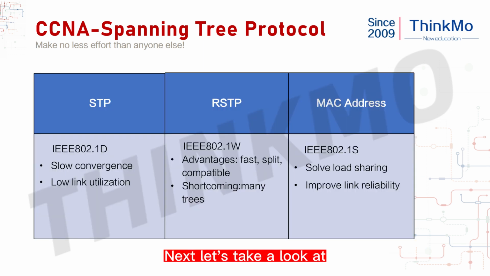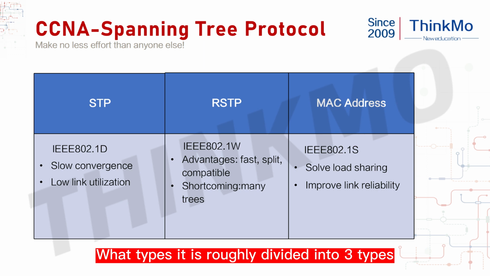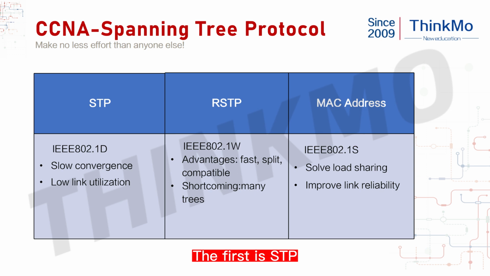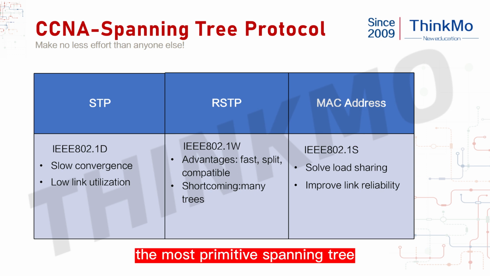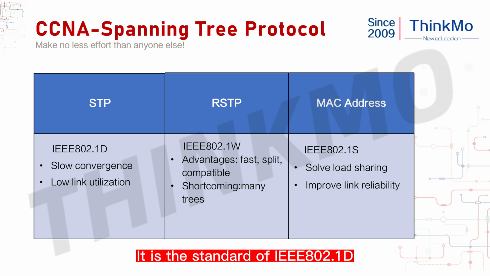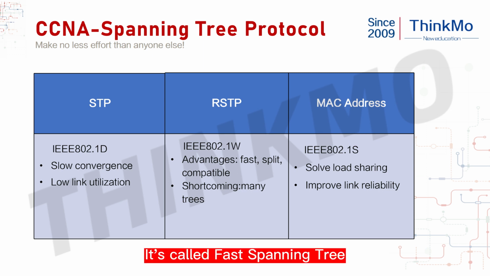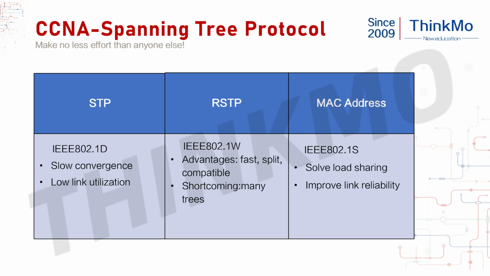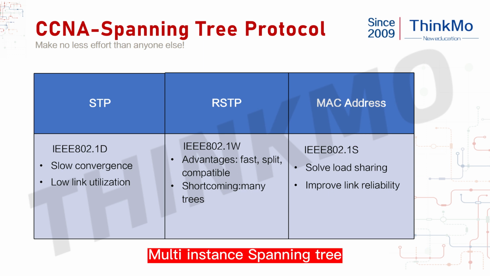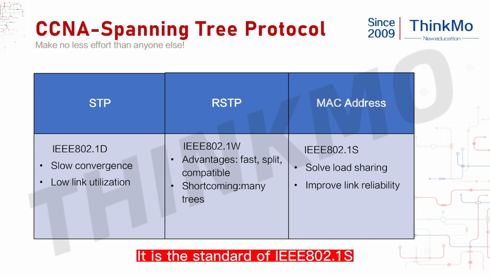Next, let's take a look at the Spanning Tree Protocol. What types are there? It is roughly divided into three types. The first is STP, the most primitive spanning tree. It is the IEEE 802.1d standard. And RSTP, called Rapid Spanning Tree, is the IEEE 802.1w standard. The third is MSTP, Multiple Spanning Tree, which is the IEEE 802.1s standard.